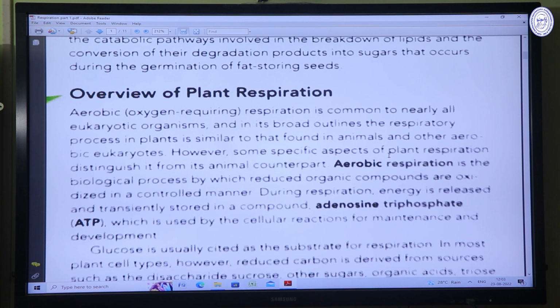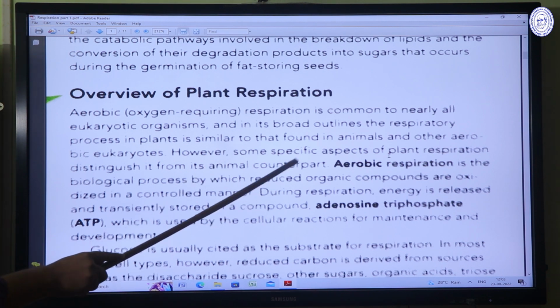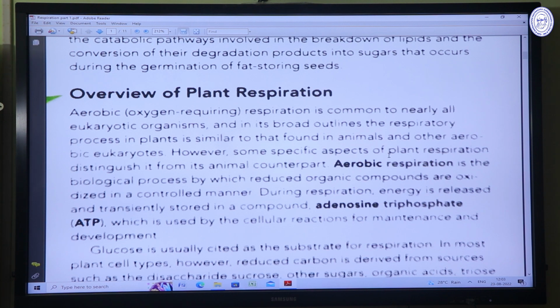What happens in aerobic respiration? Aerobic respiration is the biological process by which reduced organic compounds are oxidized in a controlled manner. Here energy is released and transiently stored in a compound, adenosine triphosphate, which is used by the cellular reactions for maintenance and development. So respiration is a very important biological process because the energy is released in this process.